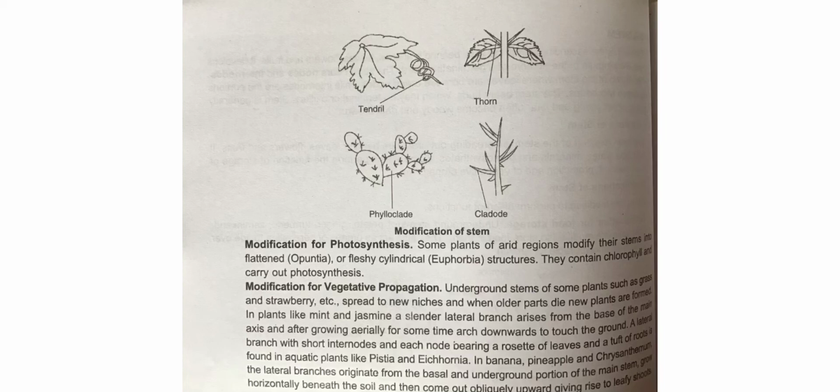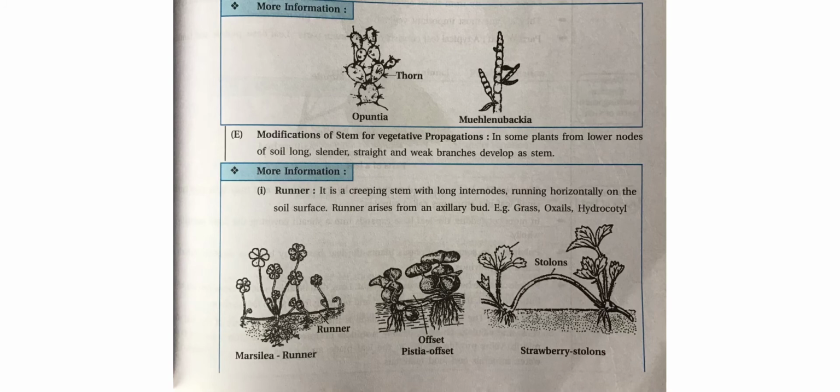So it is a very important topic to remember, and not easy to remember, but you have to revise properly. Now these are some more information. I have shown you the other diagrams. First is Opuntia, where the thorns are observed. Then Muhlenbeckia, where the stem is modified for photosynthesis. Both Opuntia and Muhlenbeckia are arid plants. They are found in deserts.